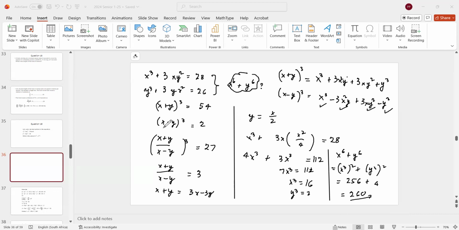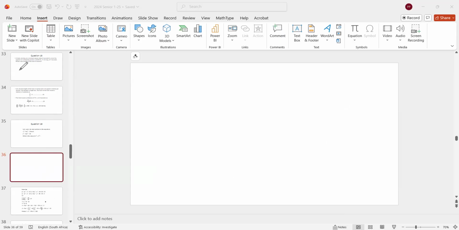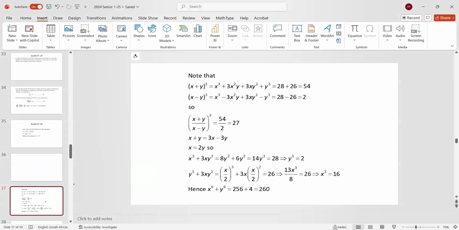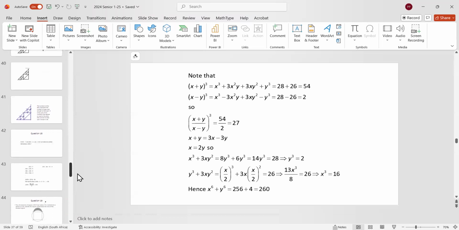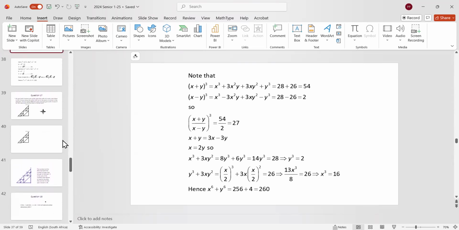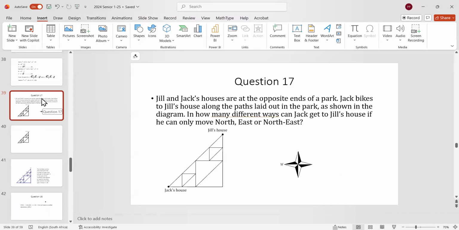Okay, so just remember the answer is 260. Let me check to see whether this is the answer that is predicted. There it is. I think if you look at it, it's almost the same as what I did. All right. Let's now get on to the next question, which is question 17.